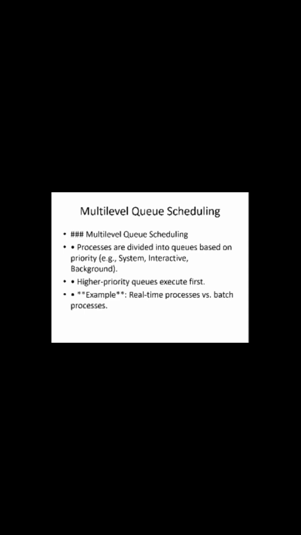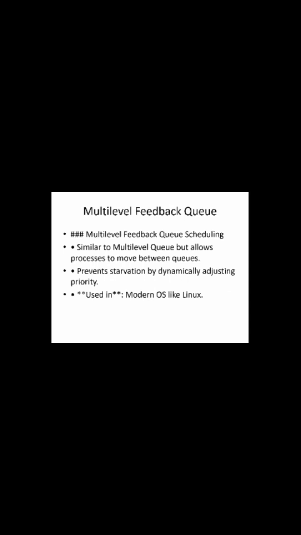Next, multi-level feedback queue scheduling. Its definition: it's similar to multi-level queue but allows processes to move between queues. It prevents starvation by dynamically adjusting priority. It is used in modern systems like macOS. Its main differentiation is that the process can move in between the queues, which is not possible in the multi-level queue.